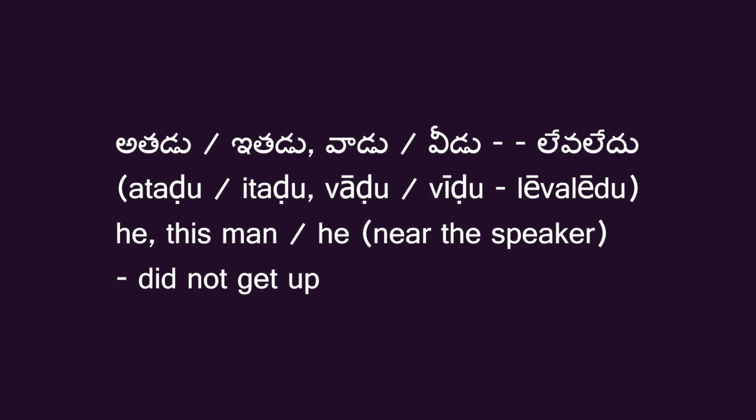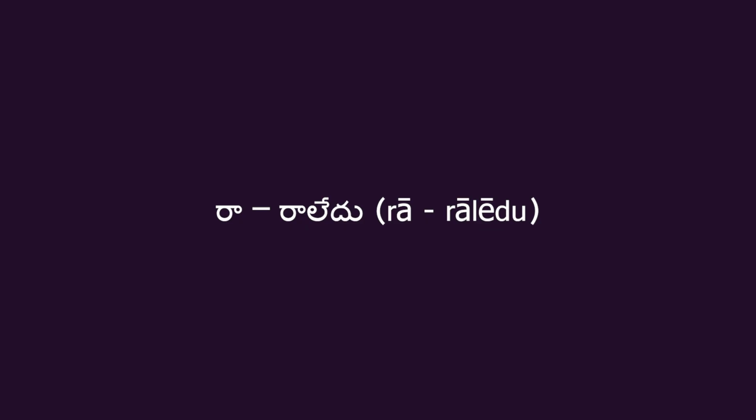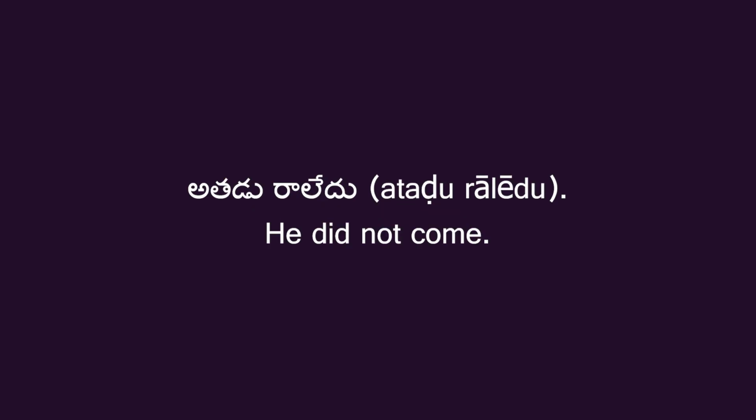See one more example. Atadu, itadu, vadu, veedu, levaledu, which means did not get up. And also, ayana, iyana, varu, veeru, vallu, veellu, levaledu, which means they did not get up. Here I am just adding more verb forms for your understanding. Ra, raledu, example is atadu raledu, he did not come. Raledu is a first negative form. It expresses that the action of coming did not happen.